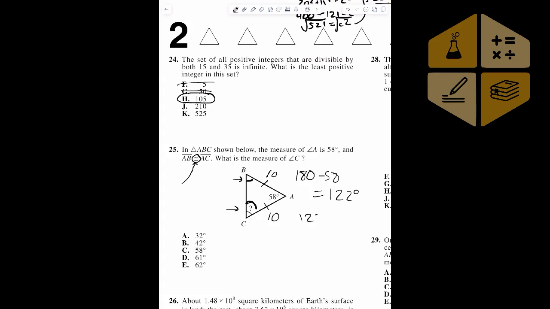So 122 degrees divided by 2 is going to give us the angle measure for each of these, and that's 61 degrees. That's how I know number 25 is D, 61 degrees.